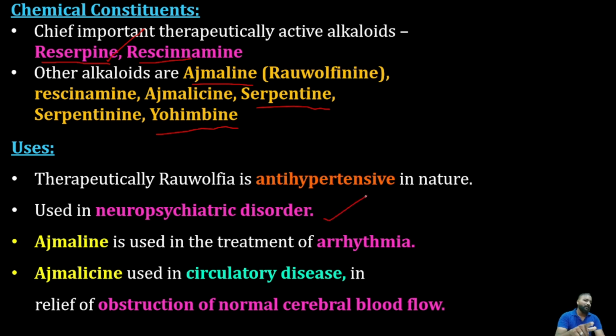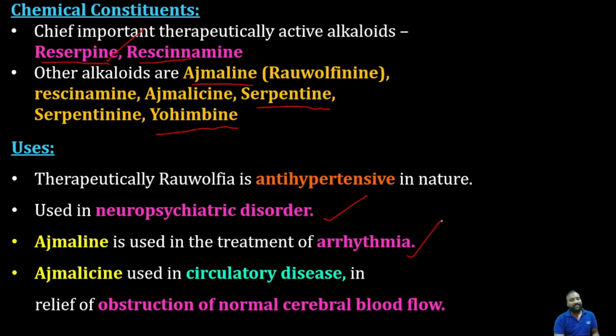So I said that every alkaloid, either only or partially, maybe half of it, acts on the CNS, or they completely have a CNS action. Like a neuropsychotic disorder. So it is true for neuropsychiatric disorder. And it is used in the treatment of arrhythmia. So maybe it also has some cardiac properties.